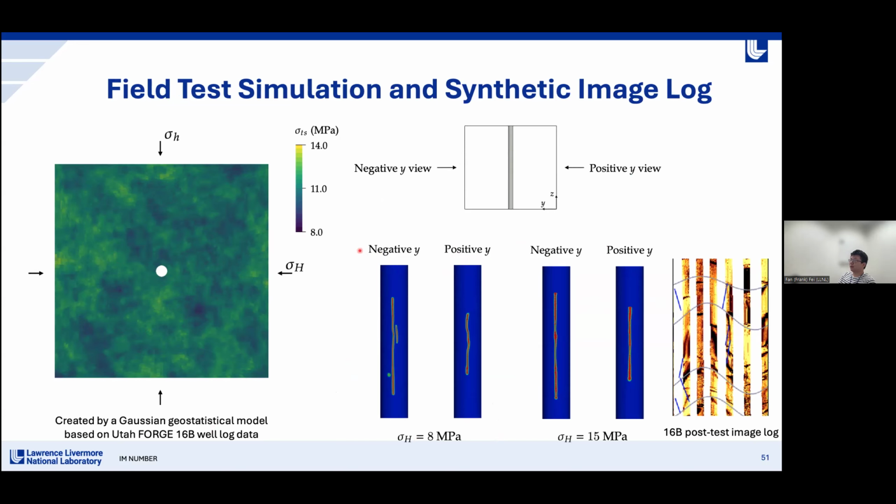This is still a work in progress, and I'm now doing some parameter studies, for example, changing the effective in situ stress to see the impact on the resulting fracturing pattern, and also comparing them with the post-test image log from the Forge site. So now I'm wrapping up this numerical study, especially that work on the left, on the laboratory scale hydraulic fracturing test. And hopefully we will publish something soon.